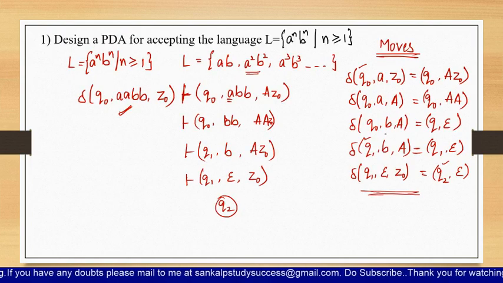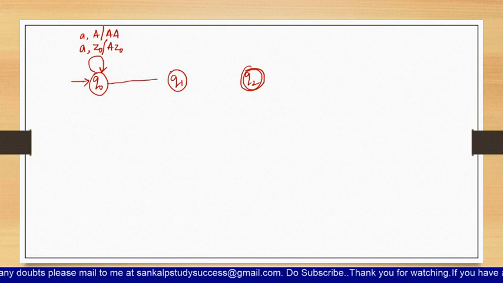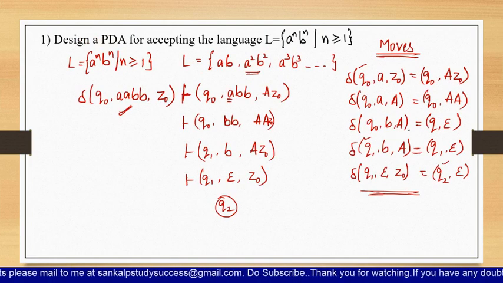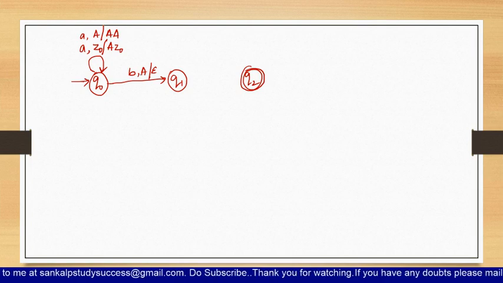Now we are going to take Q0, comma B, comma A. That means we are going to Q1. So there is a move from Q0 to Q1 by applying B. Then by applying B, it becomes A, comma epsilon. That means A to epsilon, because the previous top of the stack was A and then it became epsilon. Now we are in the Q1 state.